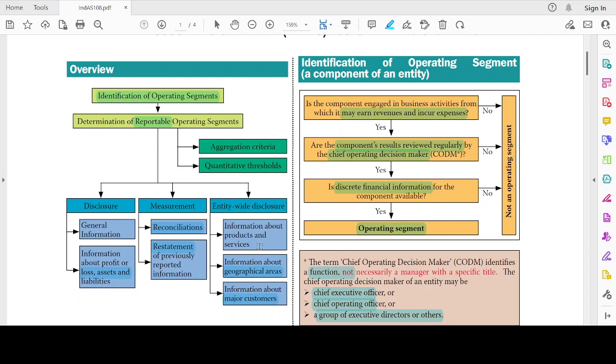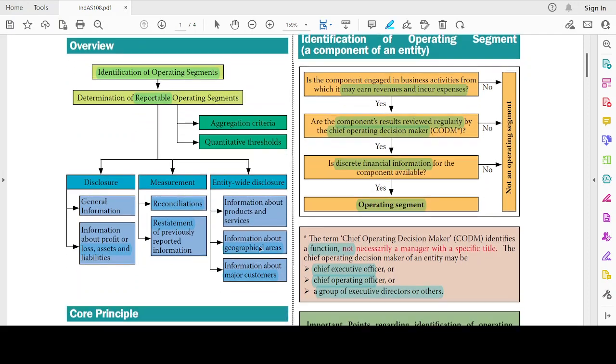Let's repeat. Is the component engaged in business activities from which it may earn revenue and incur expenses? Are the component's results regularly reviewed by a CODM? Is discrete financial information for that component available? If all three conditions are satisfied, then it will be known as an operating segment. If any of the conditions is not satisfied, then it will not be an operating segment.